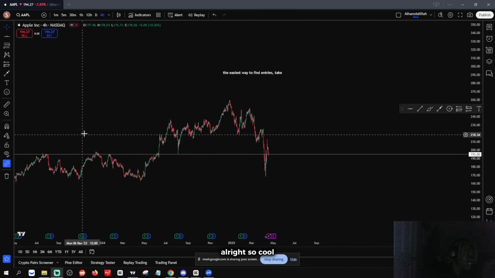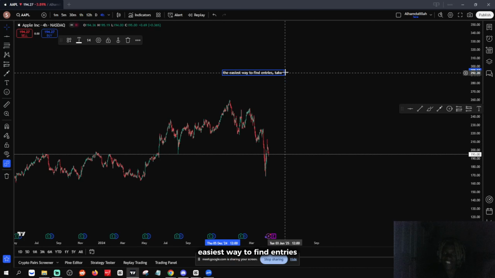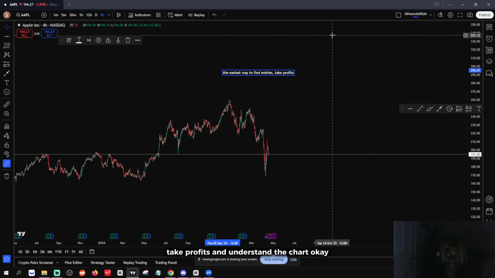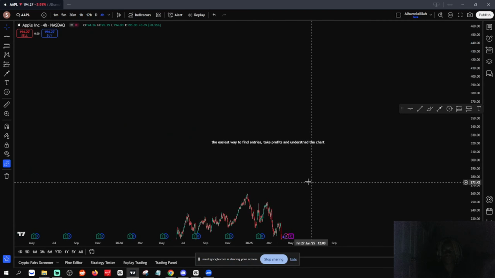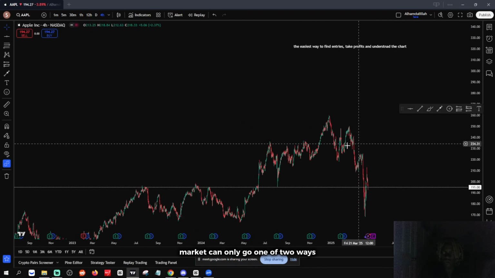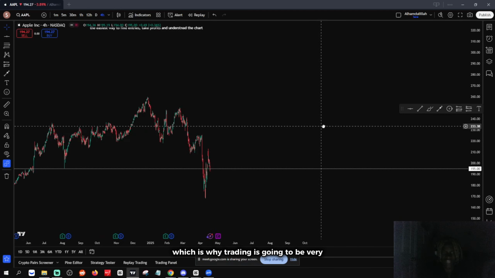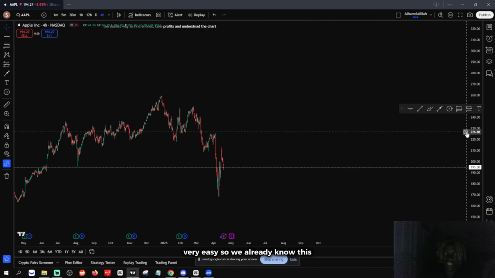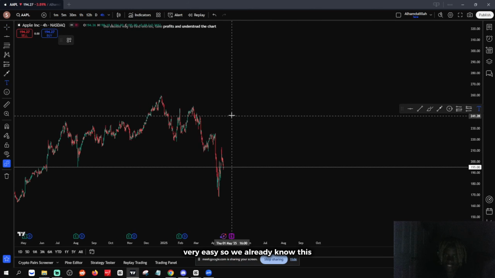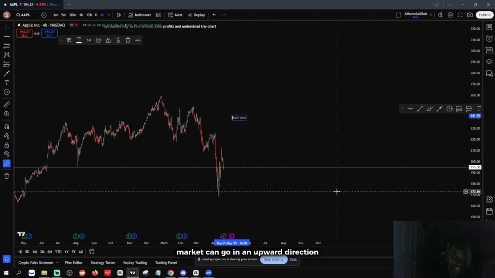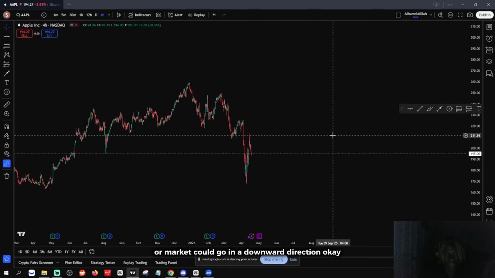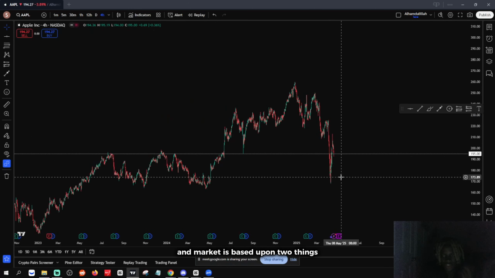All right, so cool. This is going to be the easiest way to find entries, take profits, and understand the chart. Okay, so boom. Market can only go one of two ways, which is why trading is going to be very, very easy. So we already know this. Market can go in an upward direction, or market could go in a downward direction. Okay, and market is based upon two things.